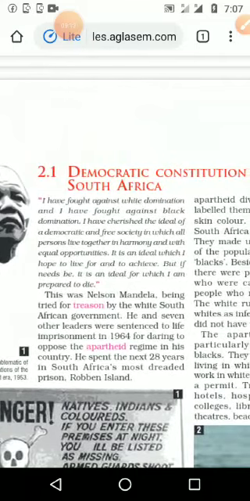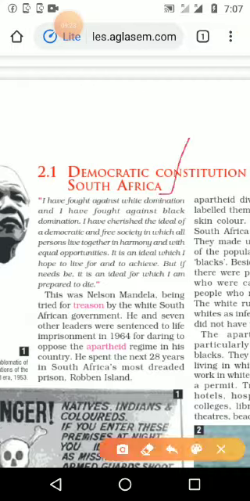Then we are going to see the statement of Nelson Mandela. I have fought against white domination. Please listen carefully. I have fought against white domination, and I have fought against black domination. Nelson Mandela is not saying that black people should get domination. Instead, he is saying that neither white nor black domination should be there.